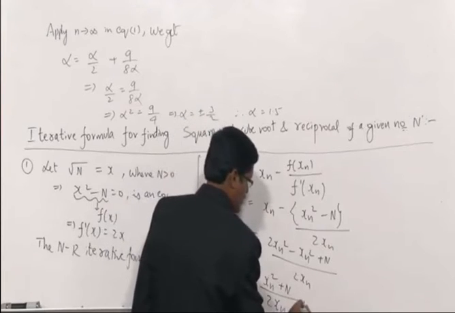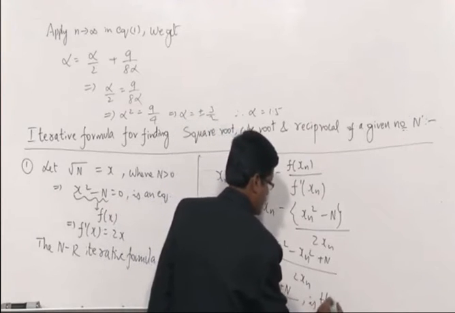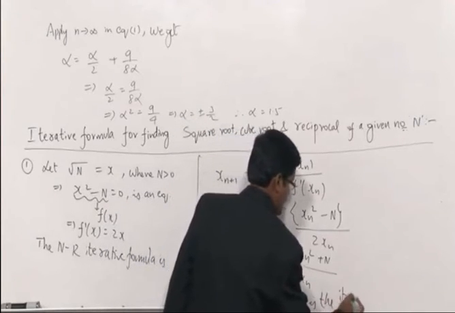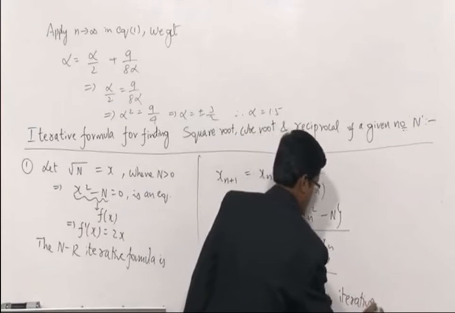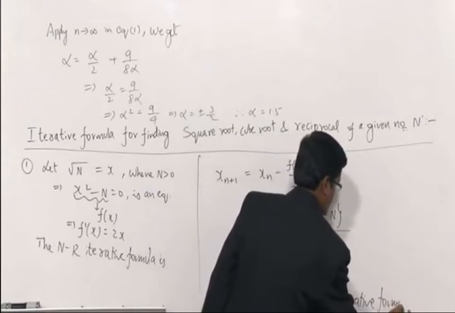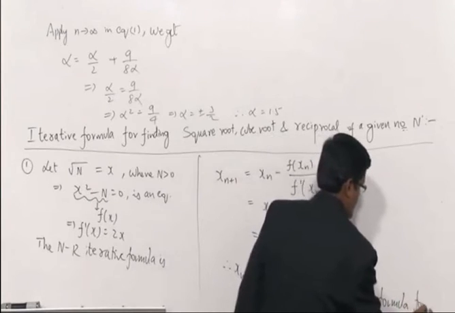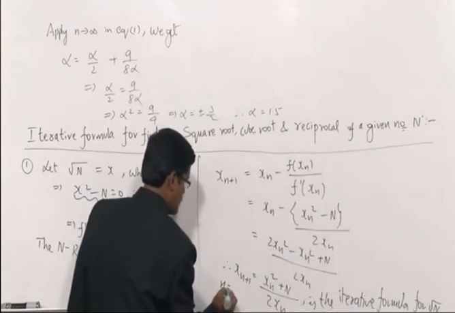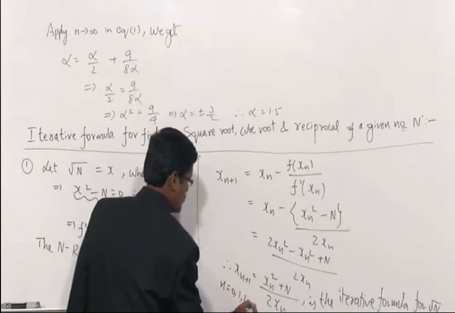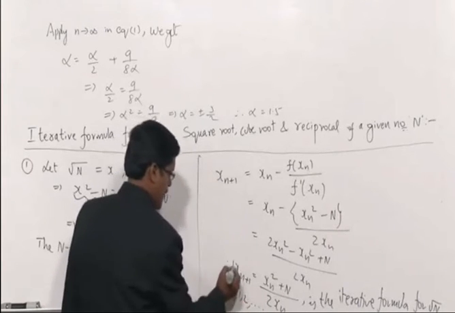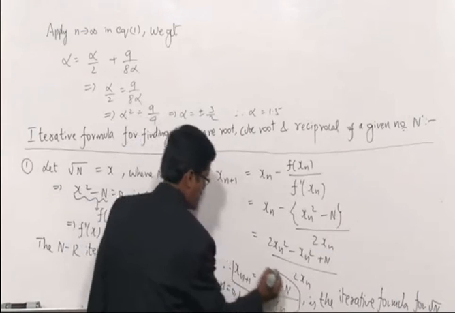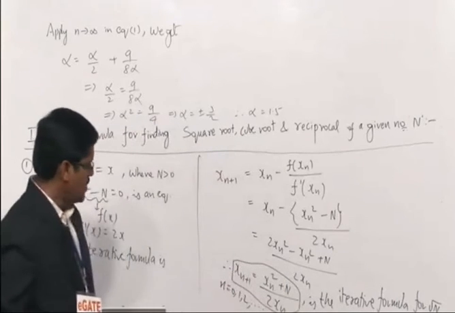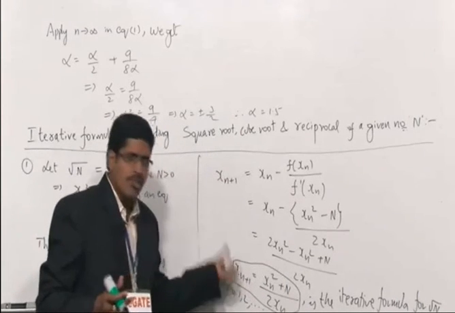Okay, this is the iterative formula for square root N, n is equal to 0, 1, 2, and so on. Please learn this relation by heart. Sometimes it is useful in problems.